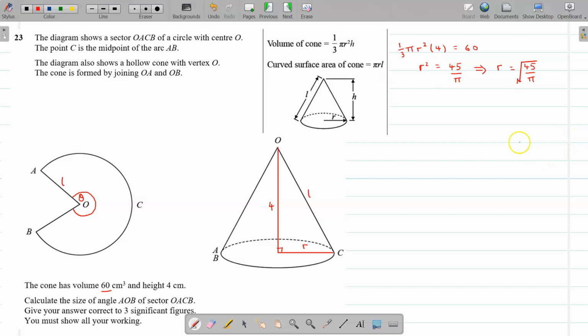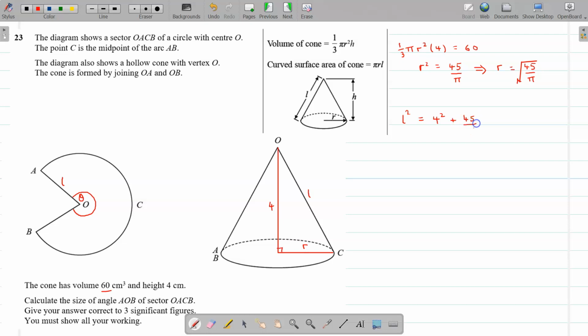Right. So we're now going to work out the slant height L, which is also the radius of this circle. So using Pythagoras' theorem, I've drawn in a right angled triangle there. I know that L squared equals r squared plus 4 squared, or 4 squared plus r squared. Now, r squared is the square of this thing I've just square rooted. In other words, r squared is 45 over pi.